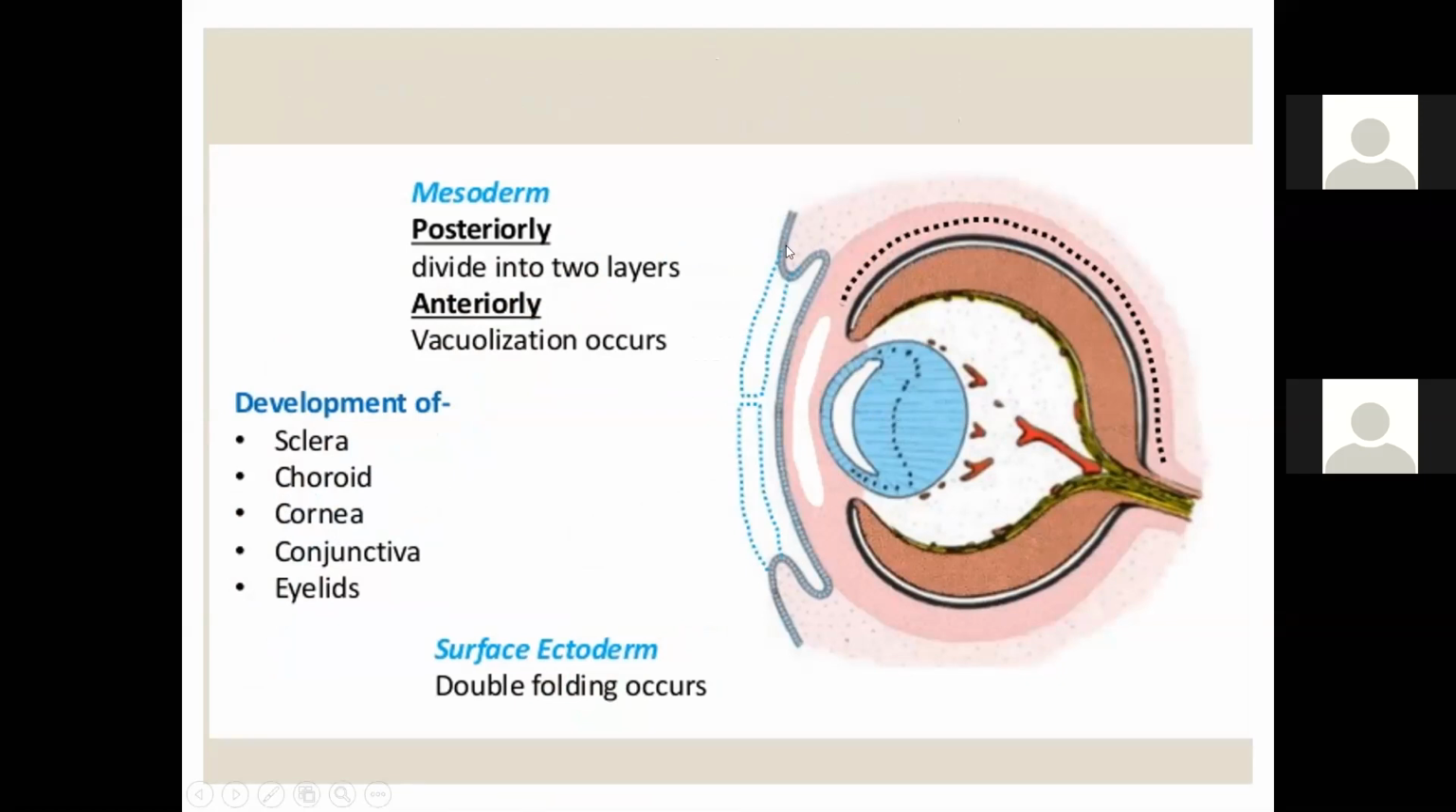This is the growth of the eyelids. The eyelids will ultimately develop from the outer skin, meaning surface ectoderm. The eyelids would be formed by surface ectoderm. Once the lens, the cornea, the sclera, all structures are formed, then there will be formation of the eyelids.